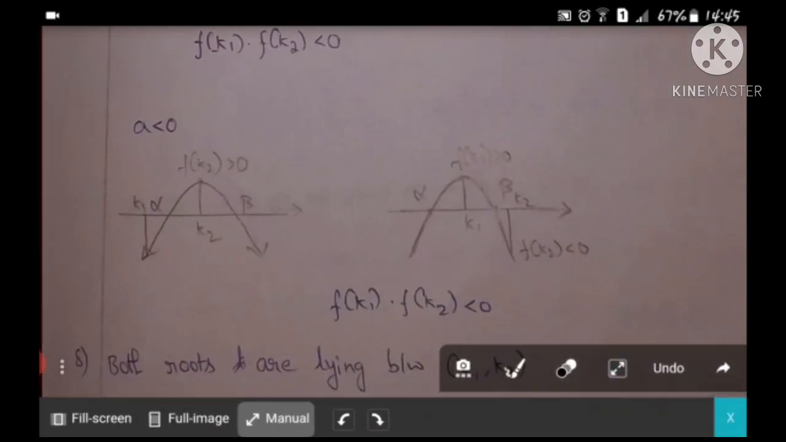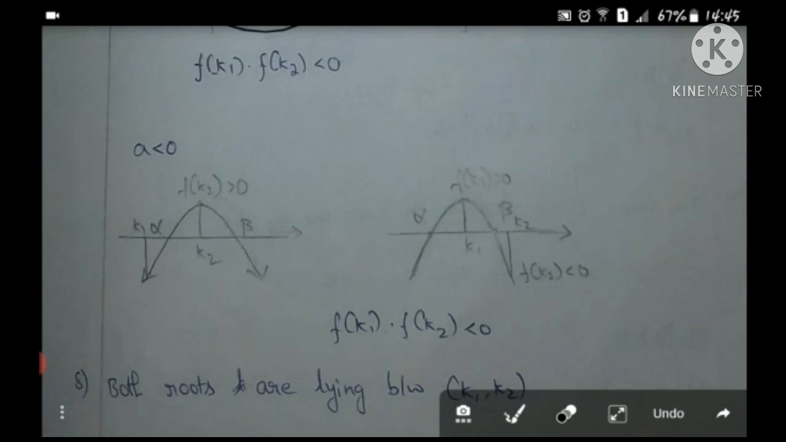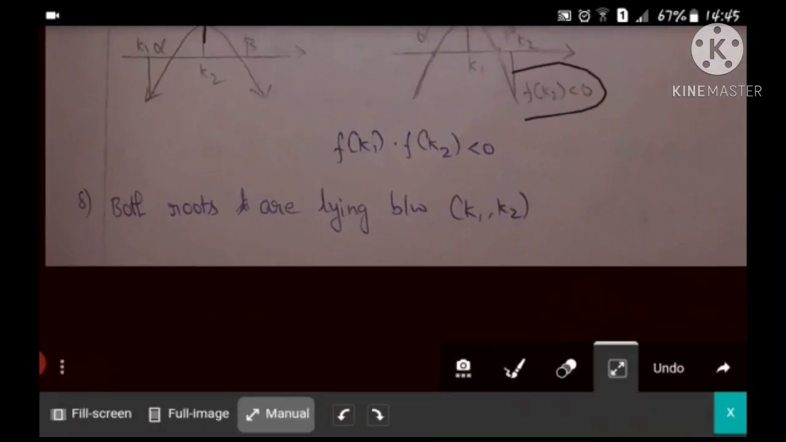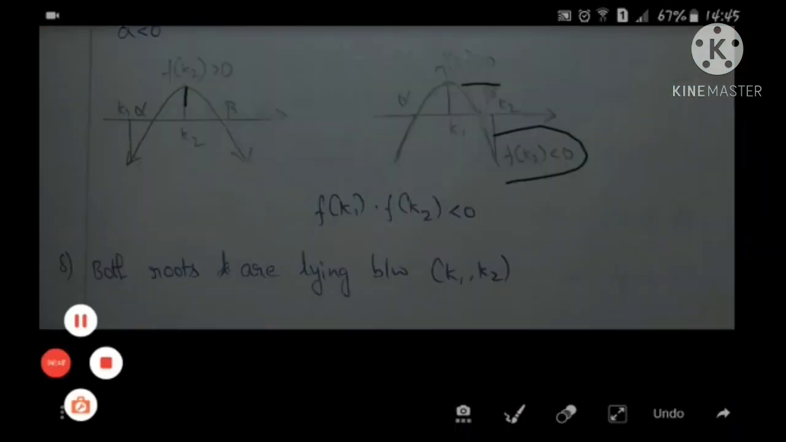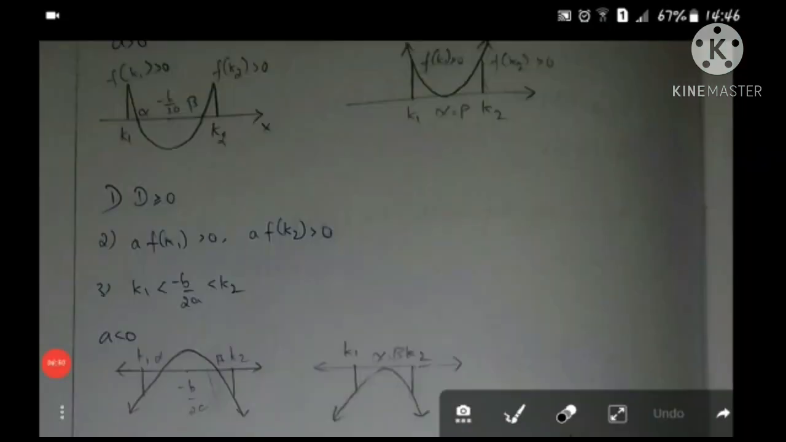And then in case of a less than 0, we also get two graphs. Here f of k2 is greater than 0, and f of k1 is less than 0, and in the other graph f of k2 is less than 0 and f of k1 is greater than 0. Therefore, f of k1 into f of k2 is less than 0. Now the next condition is both roots are lying between k1 and k2.